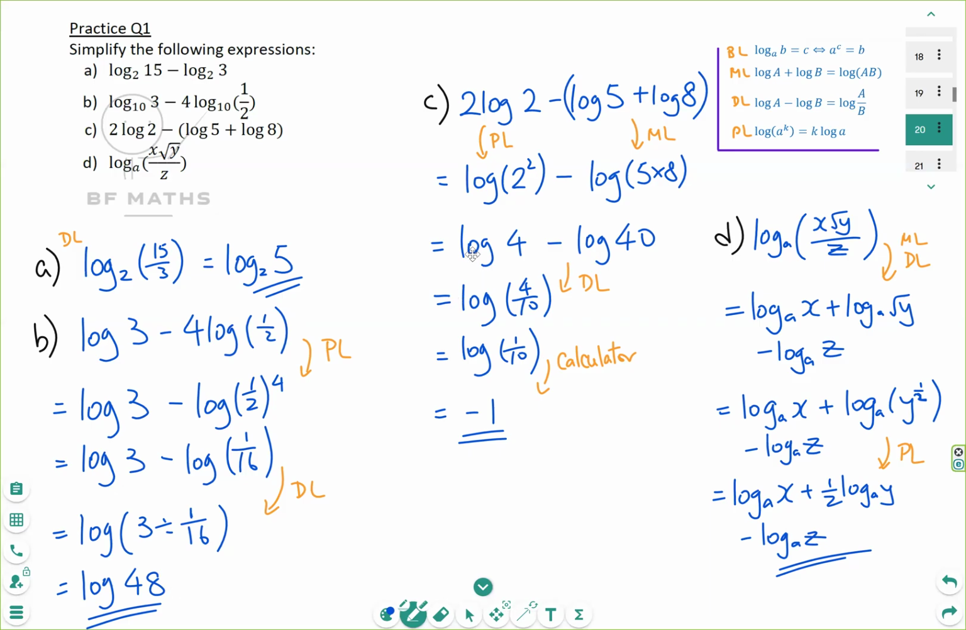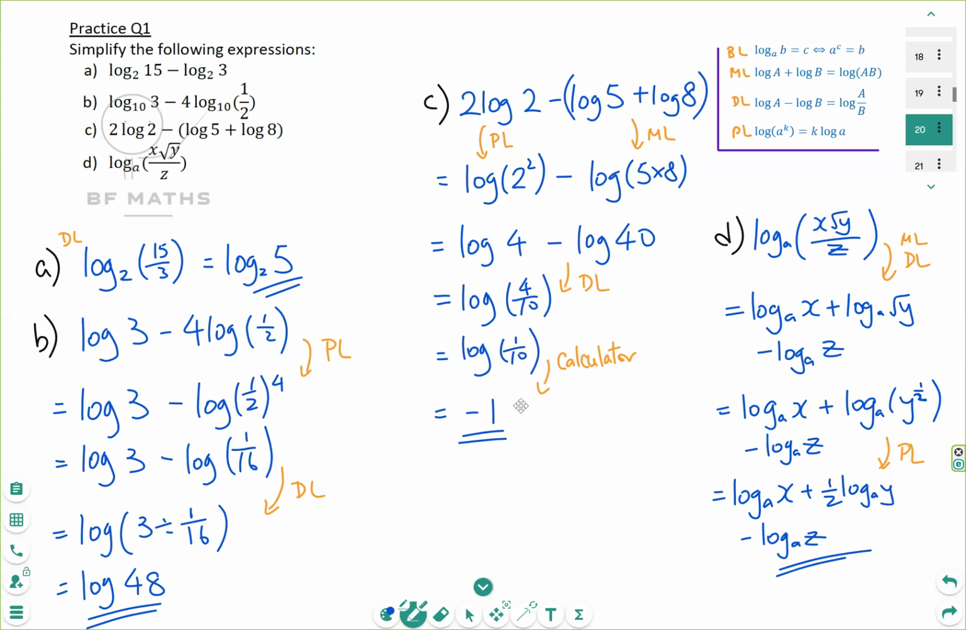C, slightly trickier. 2 log 2, we can use the power law. Again, clean the log. Don't have any number in the front, so we can make it log 2 squared. Now I have log 5 plus log 8. I can use the multiplication law. Log 5 plus log 8 is log 5 times 8, which is log 40. So it's log 4 minus log 40. Then once I've cleaned the log, I can use division law. Log A minus log B is the same as log A over B. So 4 over 40, which is the same as 1 over 10.